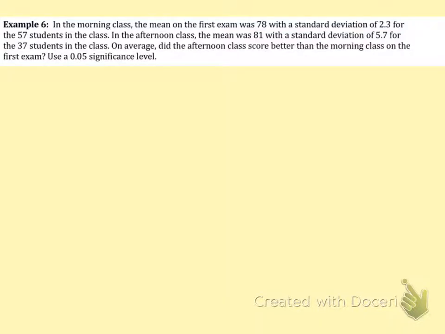Hi everyone. This is example 6 from chapter 17 in your student packet. It says, in the morning class, the mean on the first exam was 78 with a standard deviation of 2.3 for the 57 students in the class. In the afternoon class, the mean was 81 with a standard deviation of 5.7 for the 37 students in that class. On average, did the afternoon class score better than the morning class on the first exam?